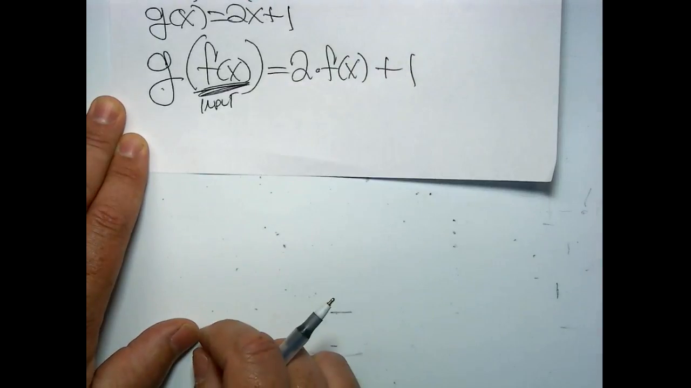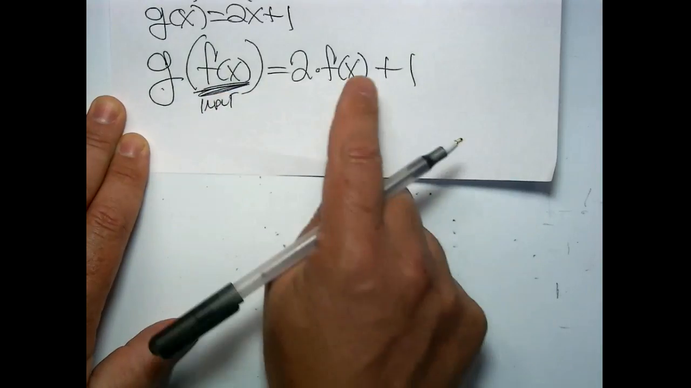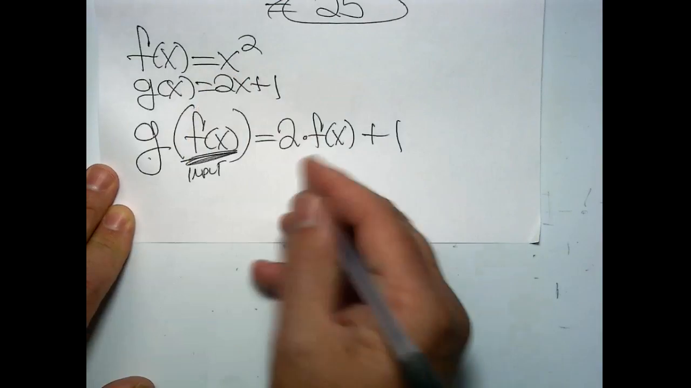You can put anything you want in here, and it will double it and add 1. But hold on a second. F of x is well known to me. It's right here. It's x squared.